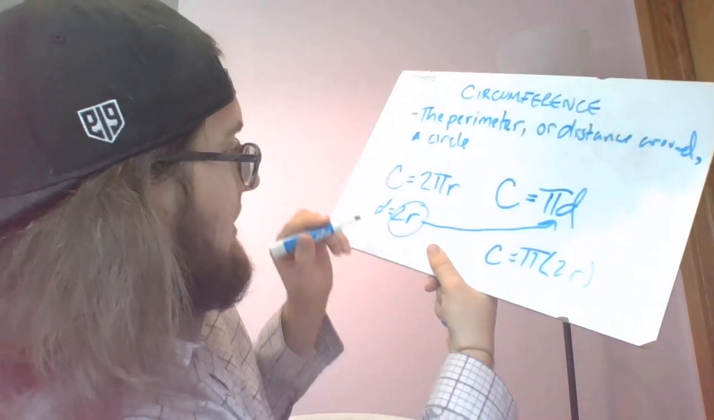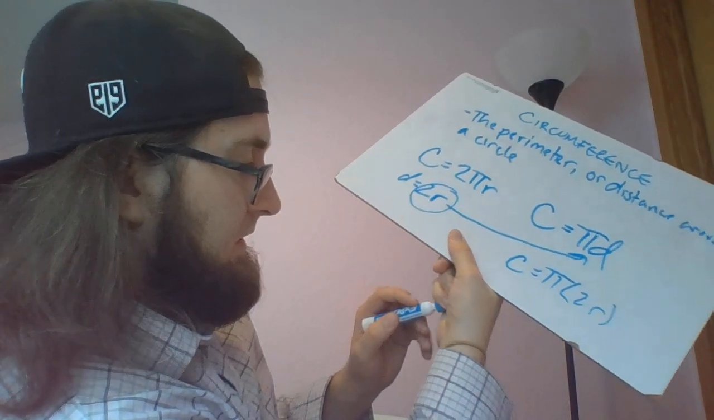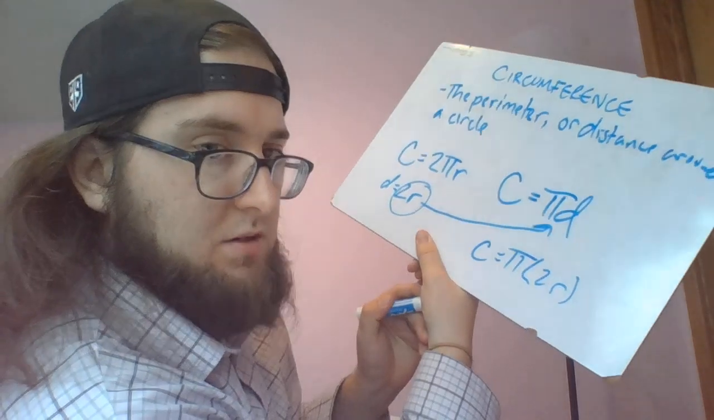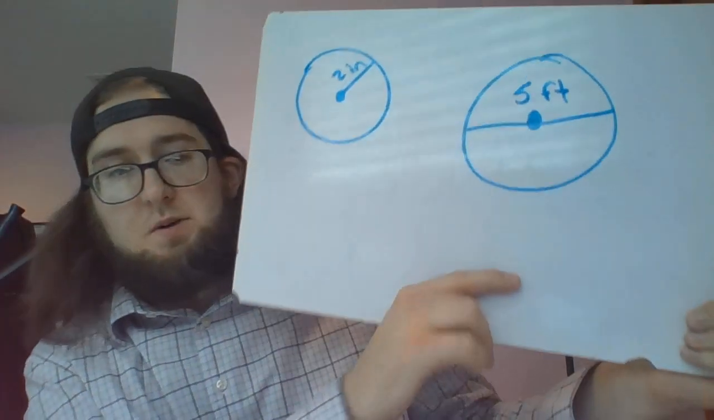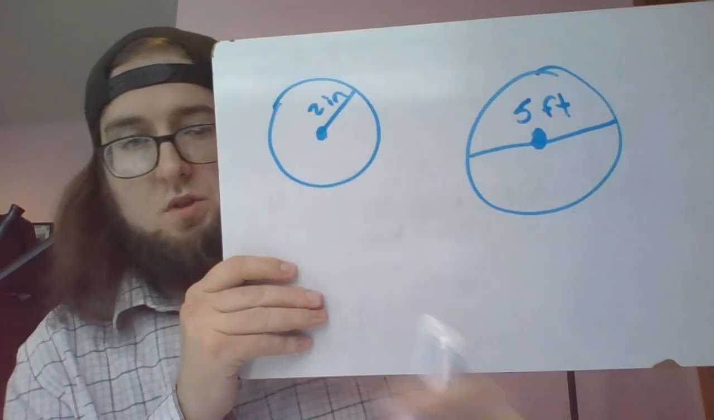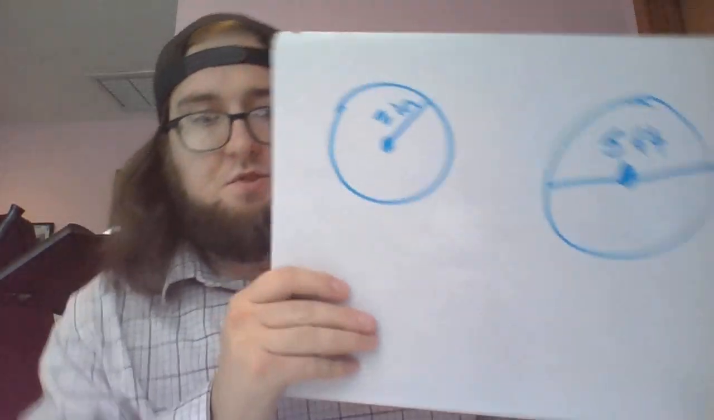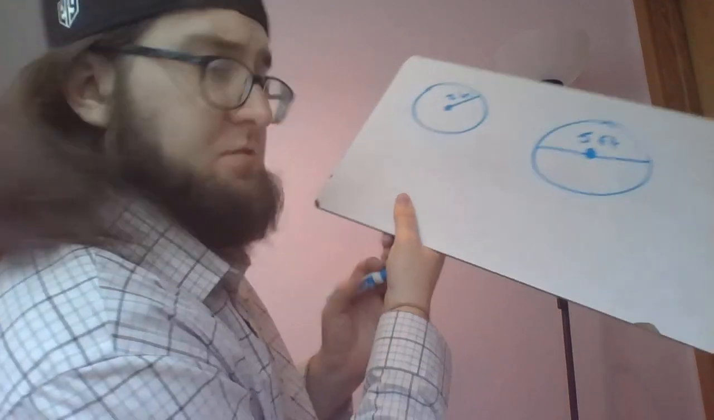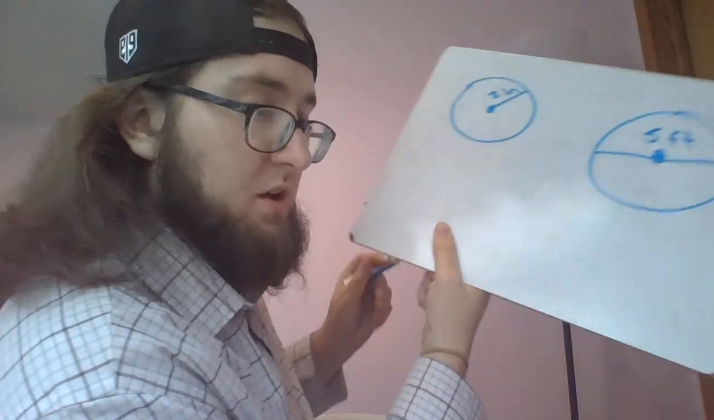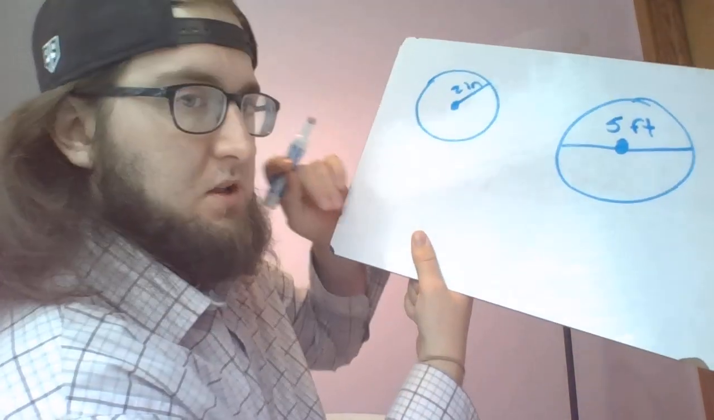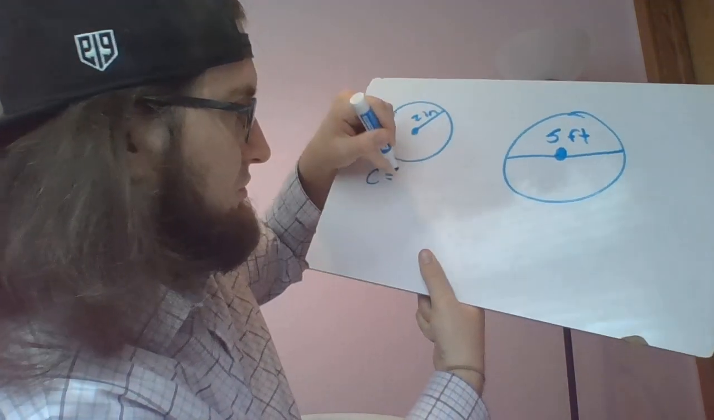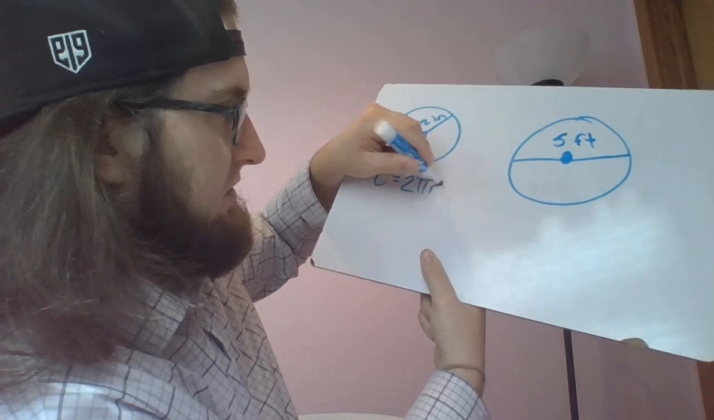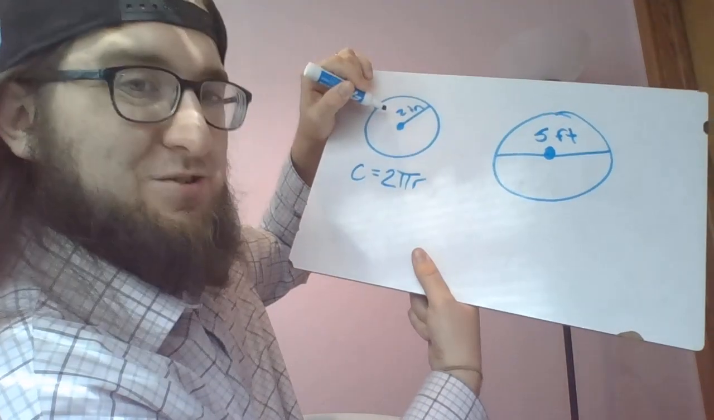Okay? Which one do I prefer to use? Depends on the problem. All right, so let's look at two problems. We've got one with a radius, one with a diameter. So let's solve the first one. I always write the formula I'm using. It helps me to see what I need. So I've got circumference is equal to 2 times pi times the radius. Why did I choose that? Because I have a radius.